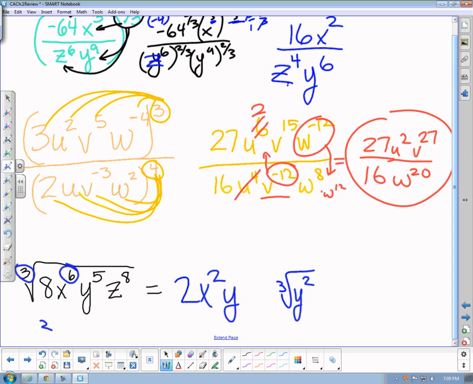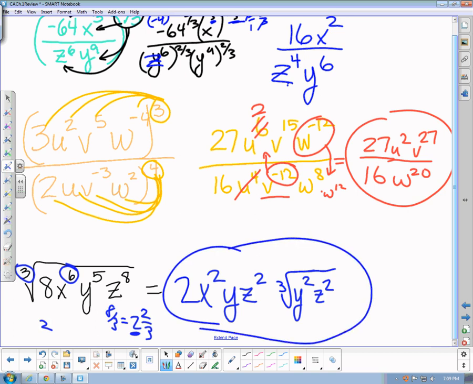And then z to the 8th, 8 thirds, is the same as 2 and 2 thirds. So therefore you would have z squared representing that, and then there would still be a z squared underneath, because 8 divided by 3 is 2, with 2 left over. And so this would be how I'd want your final answer to be written.